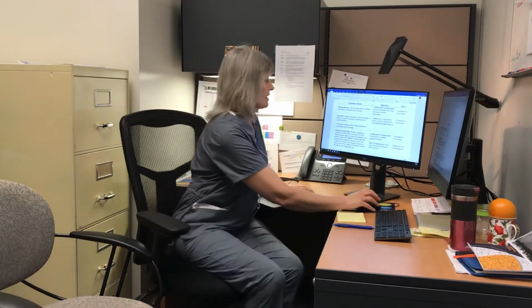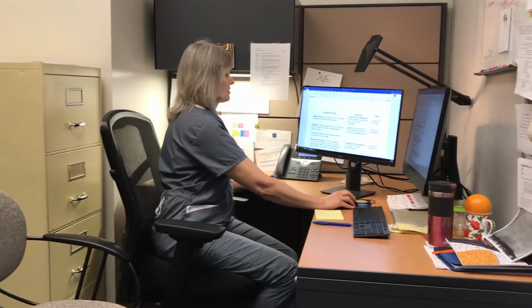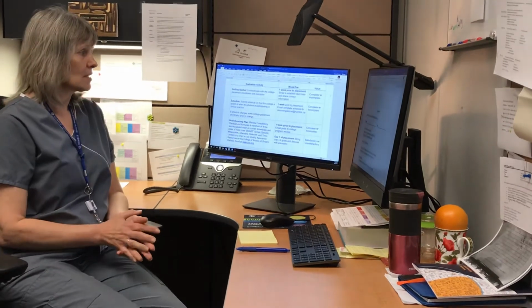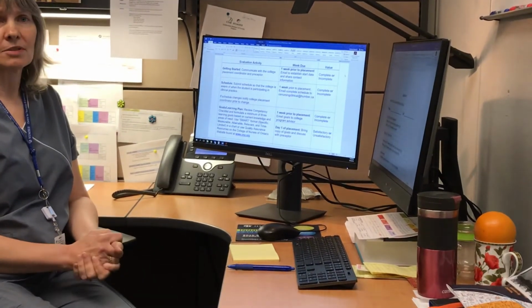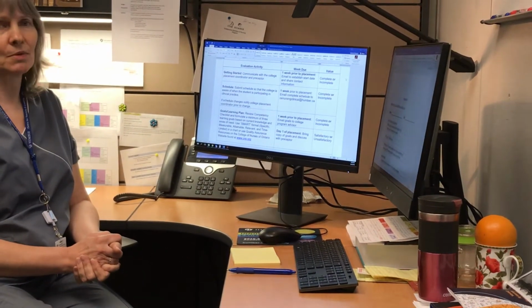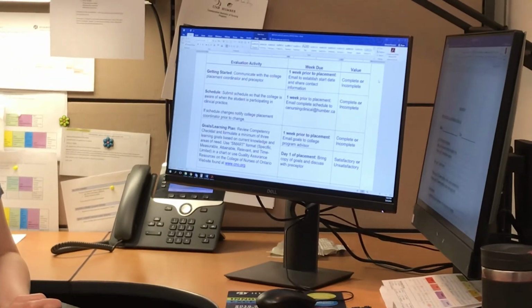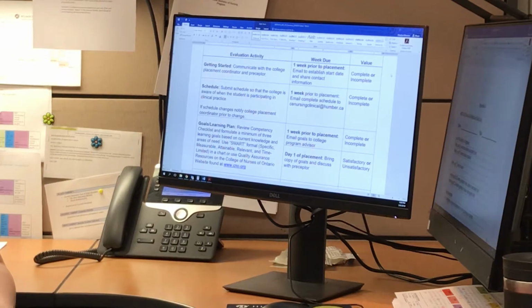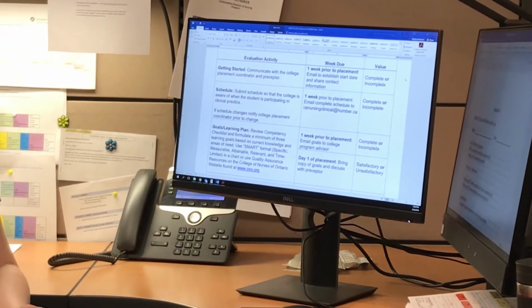Okay, so in the course outline, after you get through your learning outcomes, there's an evaluation activity chart. This chart tells you what you're responsible to submit and which timelines you're responsible to submit those in. Please make sure you email all your documents to Nita Parmar in the office and to the program advisor overseeing your course.